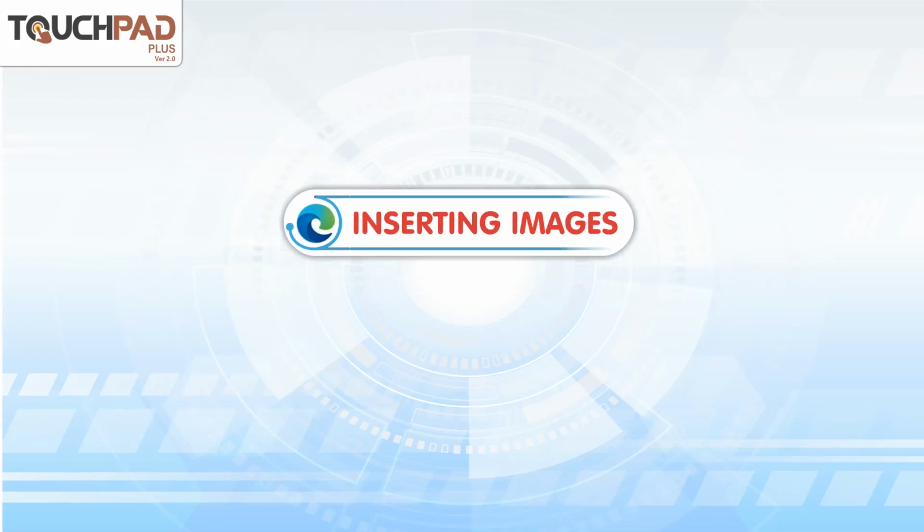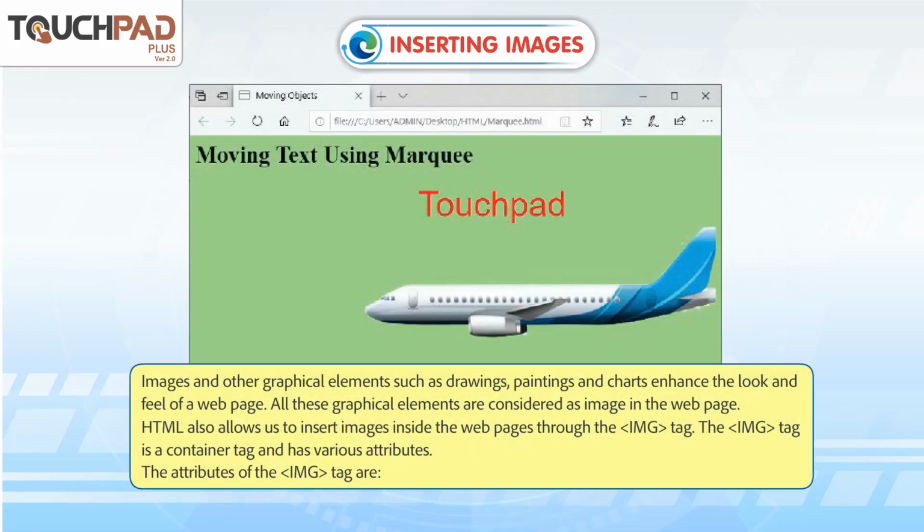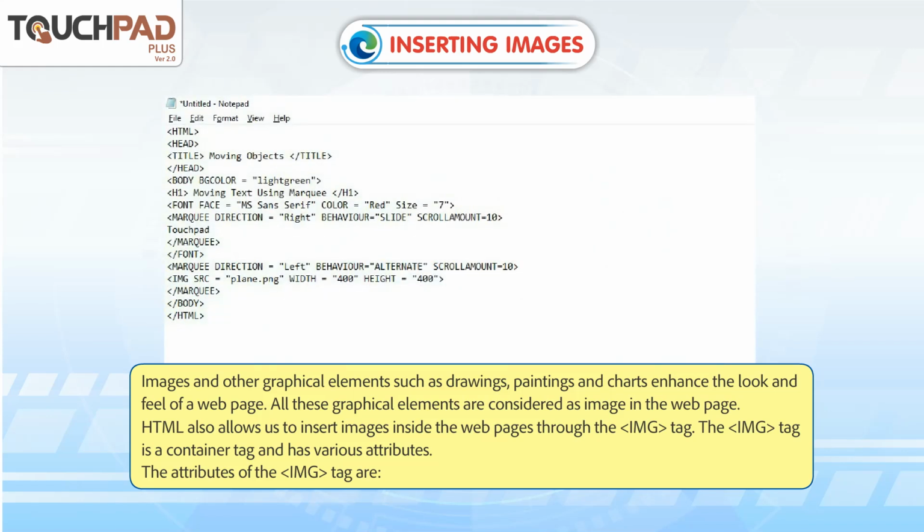Inserting images. Images and other graphical elements such as drawings, paintings and charts enhance the look and feel of a web page. All these graphical elements are considered as images in the web page. HTML allows us to insert images inside the web pages through the img tag. The img tag is a container tag and has various attributes.